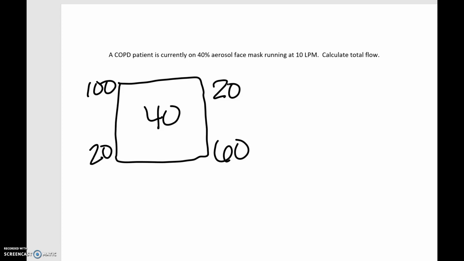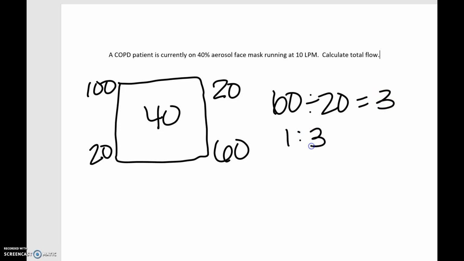And then we're going to divide the two numbers. We're going to take 60 divided by 20, and you get 3. So we have a 1-to-3 ratio. That means for every liter of oxygen, we need to bleed in 3 liters of air to make 40% oxygen.